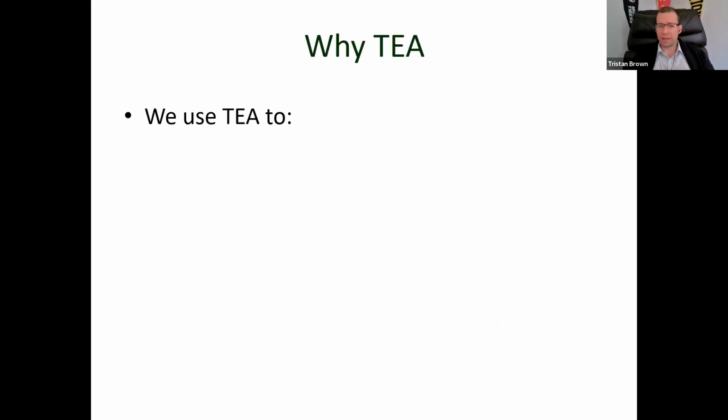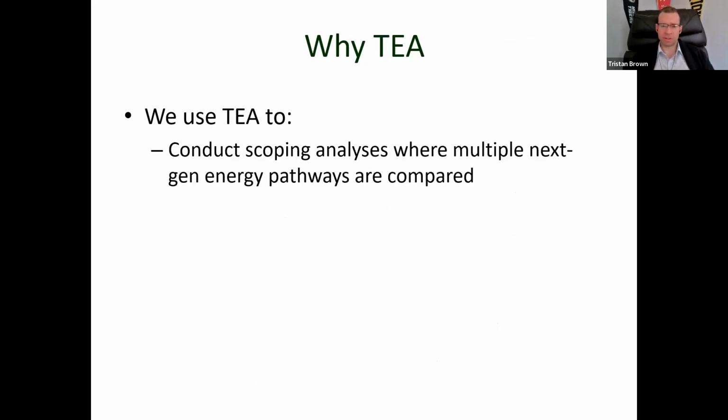So why TEA? Well, we use TEA to fill those gaps, all those different areas where we don't know the project costs. We use it frequently to conduct scoping analyses where multiple next generation energy pathways are being compared, right? Especially at the level of policy making. Policymakers understand what we need to get to, but they don't necessarily understand how we get there. And so a scoping analysis using techno-economic analysis is a great first step to understand, well, this is approximately what it would cost to achieve a certain level of output of a product that we do not currently produce.